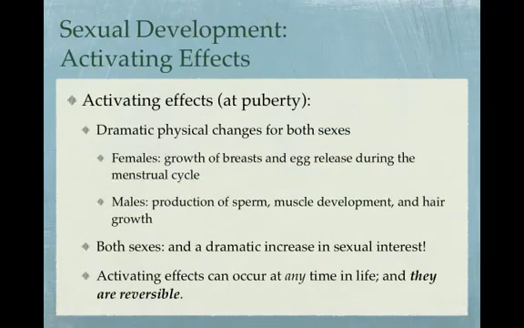Now, shifting from sexual dimorphism of the brain back to sexual development, I just want to talk briefly about activating effects that happen in puberty. So sexual development at puberty occurs as a result of hormones that are secreted by the pituitary gland, and there are dramatic changes at puberty for both males and females. For females, there's the development of breasts and egg release during the menstrual cycle, and for males, the production of sperm, muscle development, hair growth, deepening of the voice, all of those things occur. For both sexes, there's a dramatic increase in sexual interest related to those sex hormones going into overdrive at puberty.